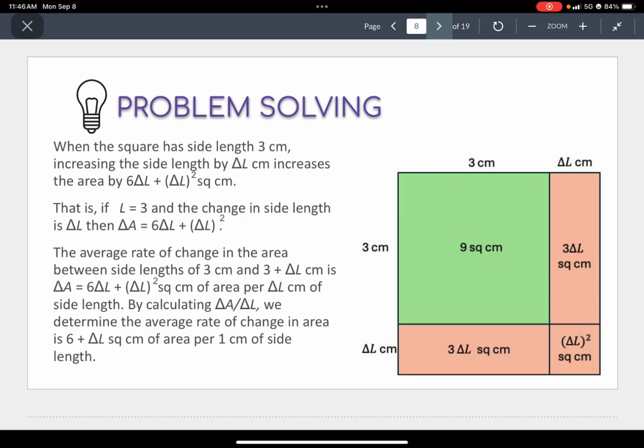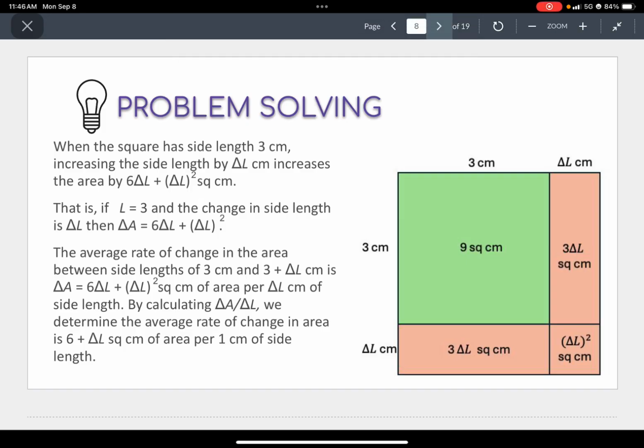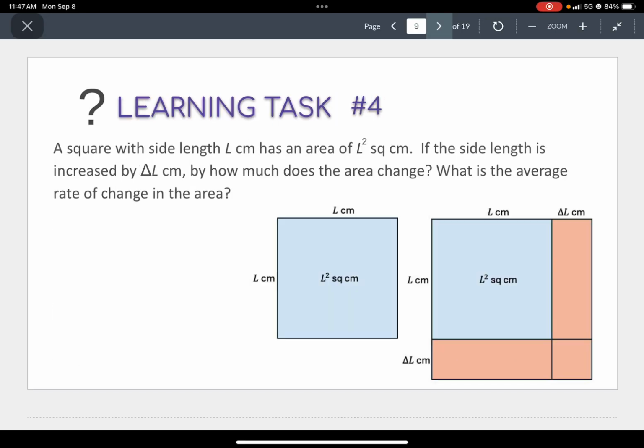By calculating delta A over delta L, that is the change in area over the change in side length, we determine the average rate of change in area is 6 plus delta L square centimeters of area per 1 centimeter of side length. Learning task number 4.